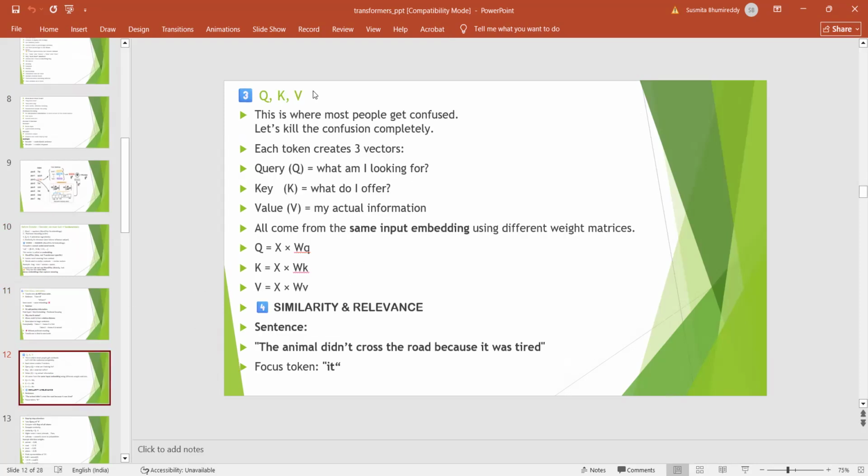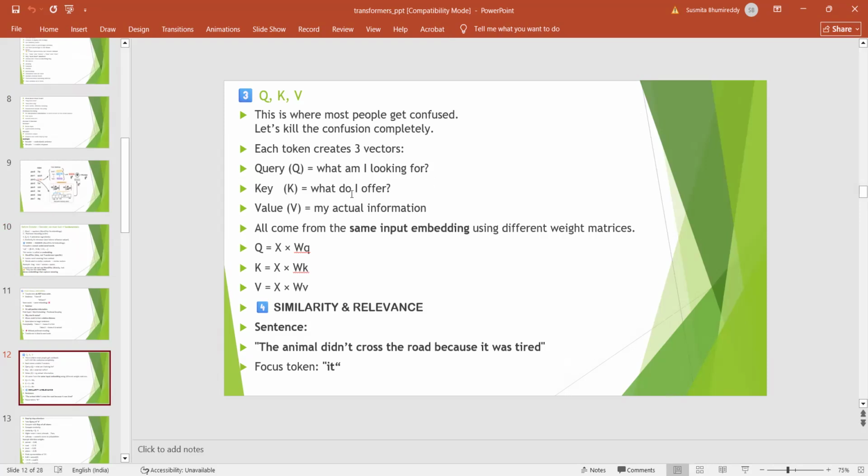So what is this QKV? As I said before, each token has three vectors: query, key, and value. Query means what I'm looking for. So we have a document and I have a query. Within that document, I need to get the answer for my query. So this is the query, what I'm looking for.